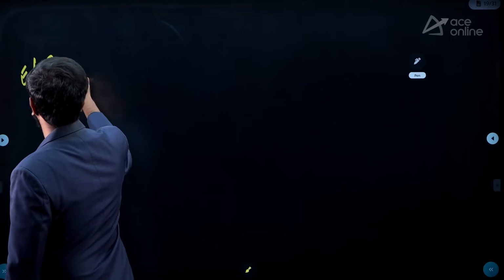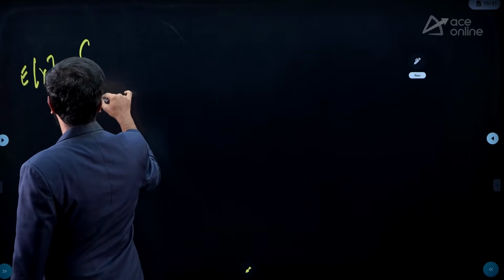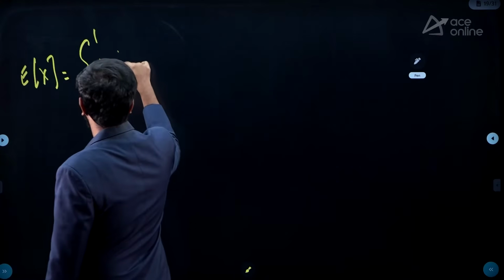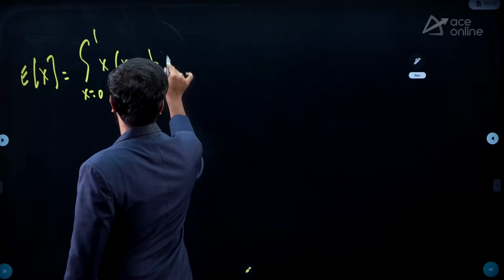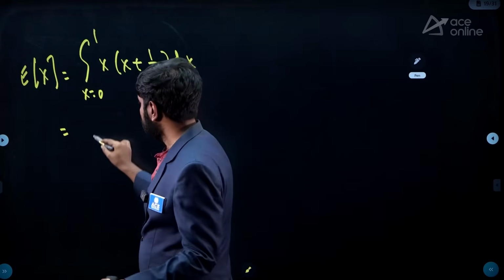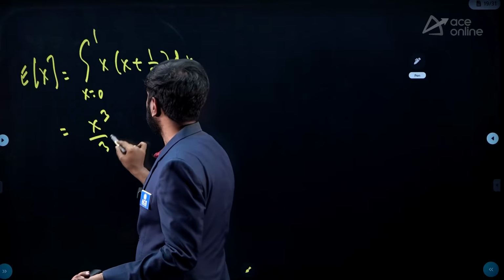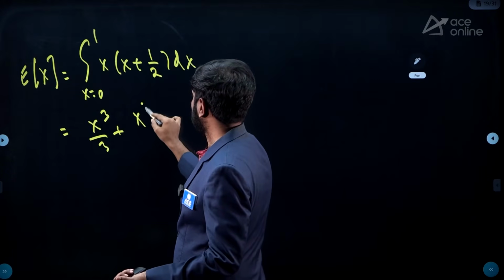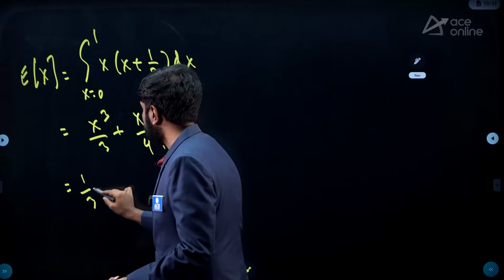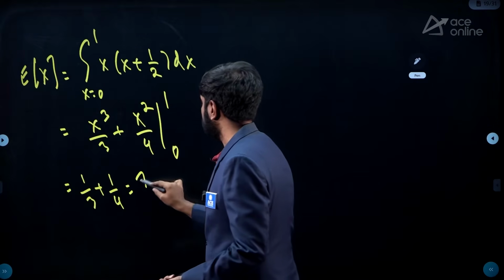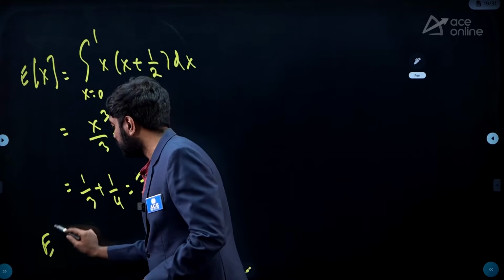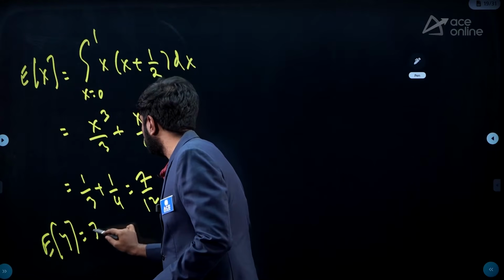Expectation of x is the integral from 0 to 1 of x into the marginal of x. The marginal of x is x plus 1 by 2, and you have to perform the integration. So the first term is x square, whose integration is x cube by 3, and then this is x square by 4. The limits are 0 to 1. So it is 1 by 3 plus 1 by 4, which is 7 by 12. So expectation of x is 7 by 12. Expectation of y is also 7 by 12.